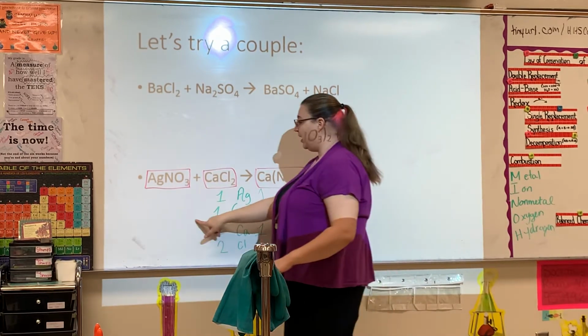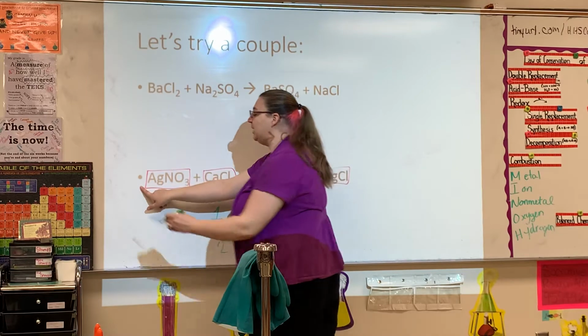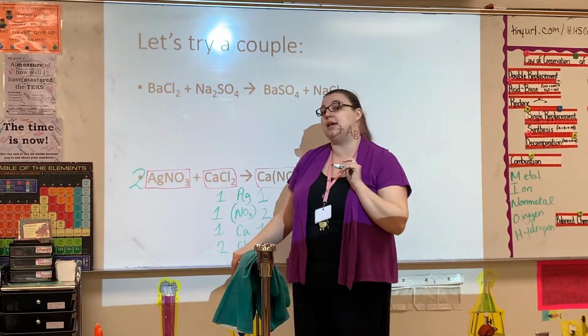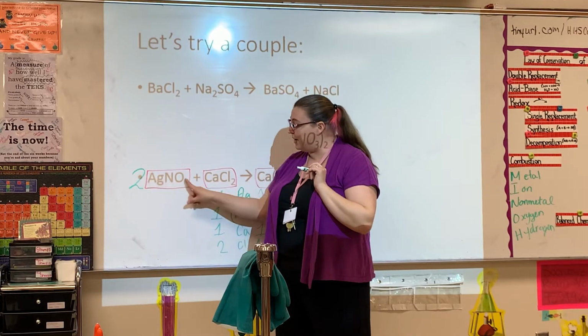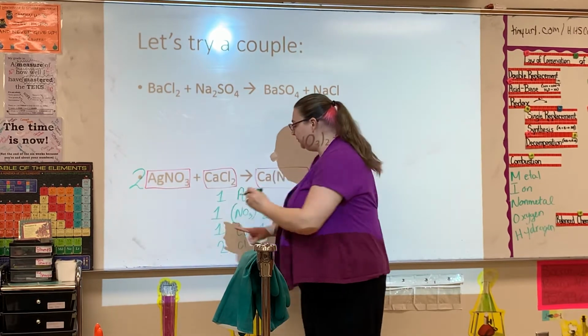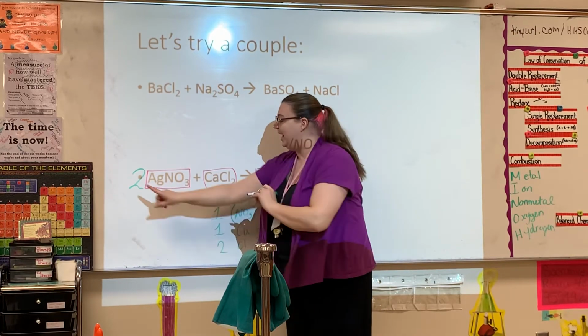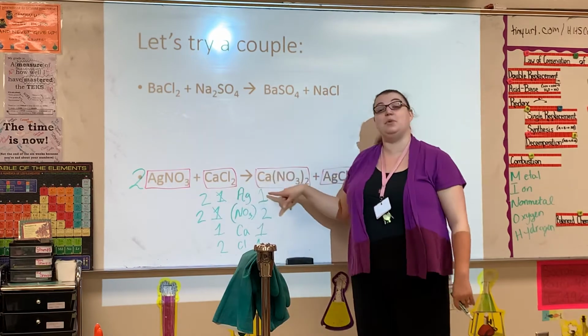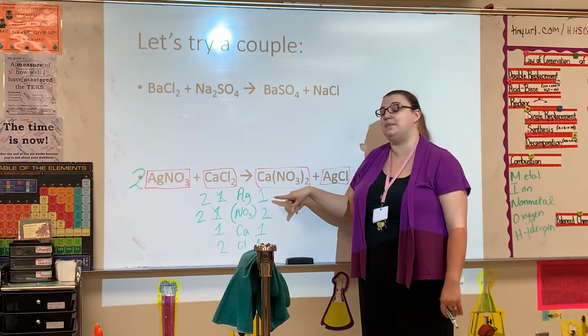So I'm going to go up to where I have NO3, go to the beginning of the box, and put a 2 in front of that box. But remember, this is like in algebra class. If this is my parentheses, the 2 applies to everything in there. So it's 2 silver and 2 nitrates. So now I fixed my nitrates, but I messed up one of my metals. So I'm going to go back and fix the metal.